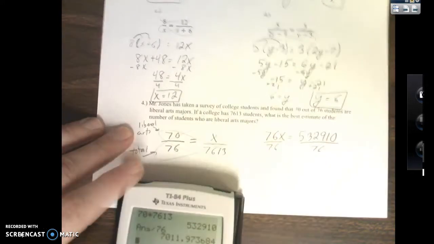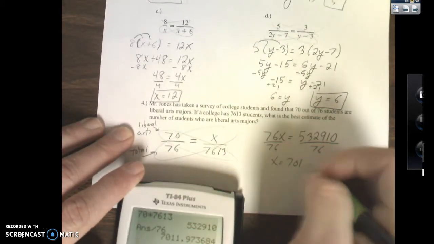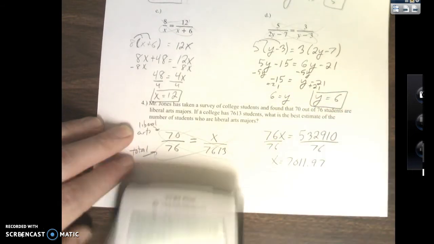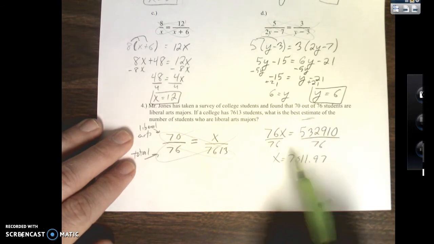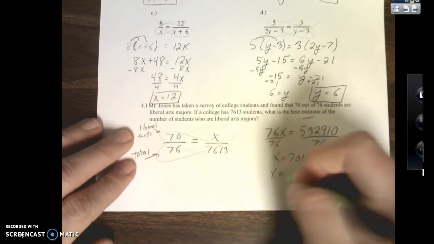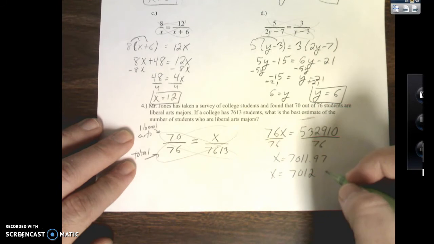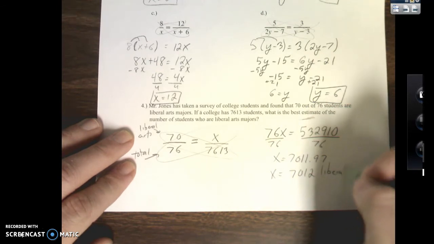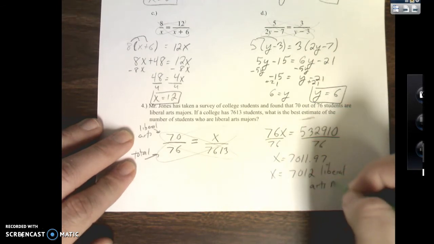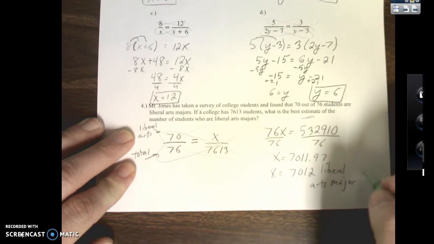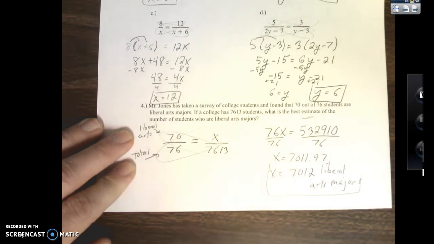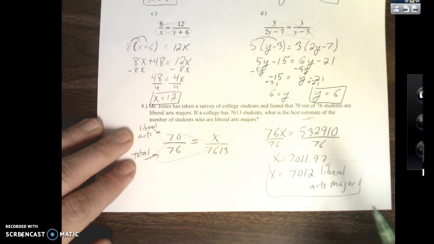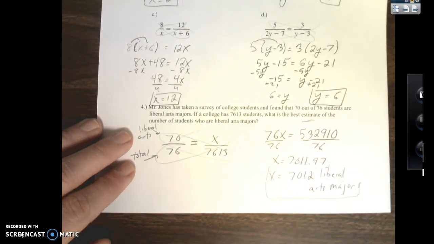Okay, so I have 7,011.97. Now, because this says what's the best estimate, we're okay here. So I can roughly estimate there's going to be 7,012 liberal arts majors at this college. Okay. Normally, when you're talking about people, if they were asking for an exact thing, you wouldn't want to round up because you can't have 0.97 of a person, but when we're talking about estimating, it's okay.